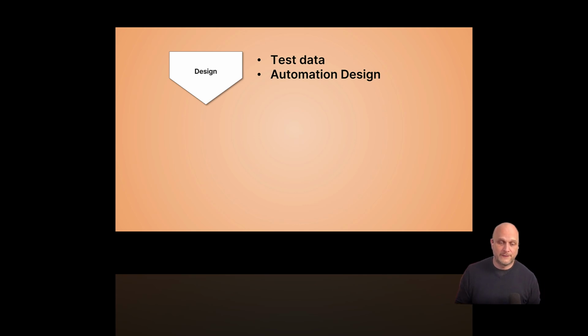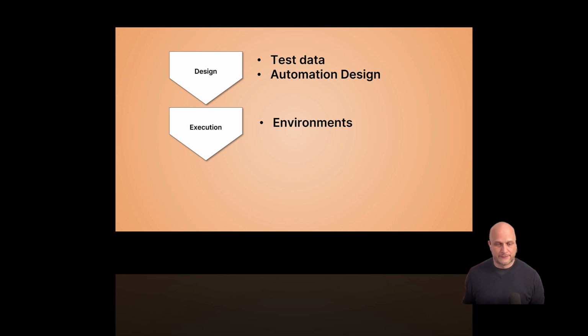In the design phase of testing, we work with test data: we define test data, we define where we get test data from, and we define how to use different test data and also anonymization and stuff like that. Then there's the second part in the design phase, which is the actual automation design. So that's the part where we automate those test cases.